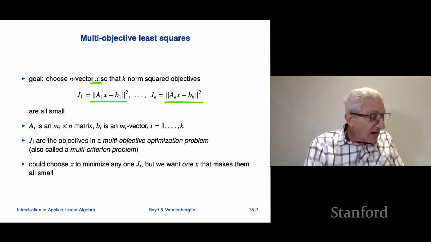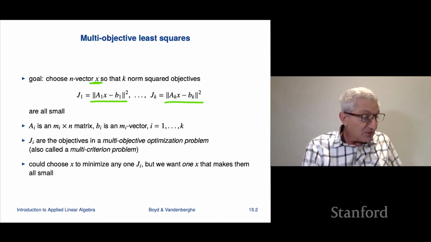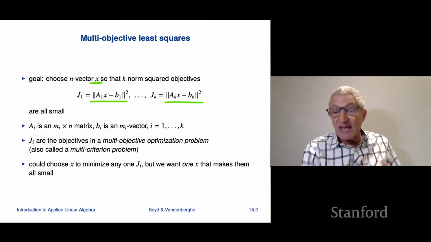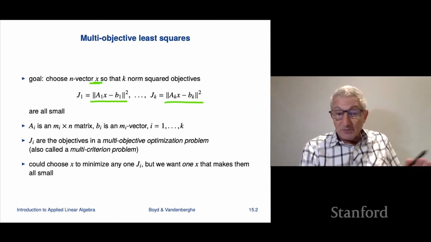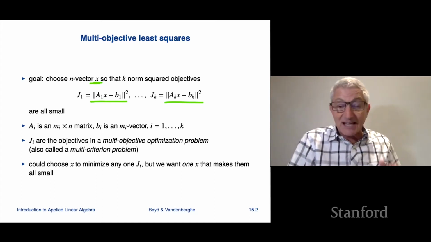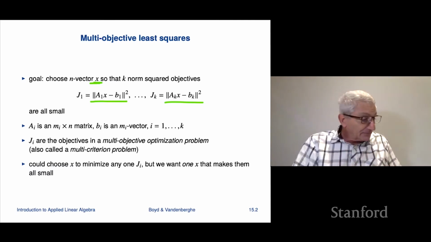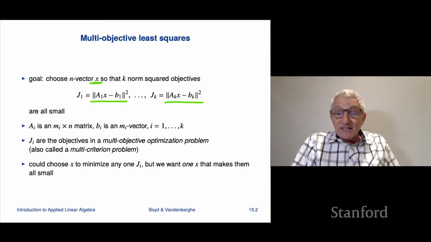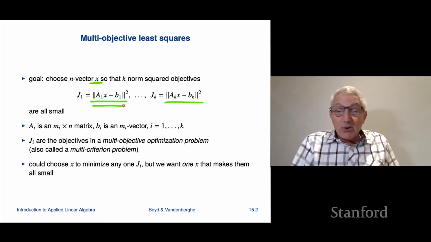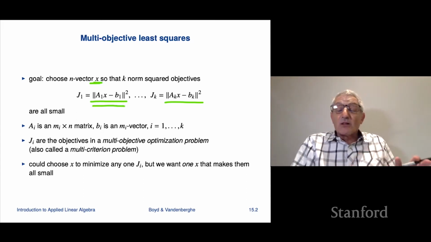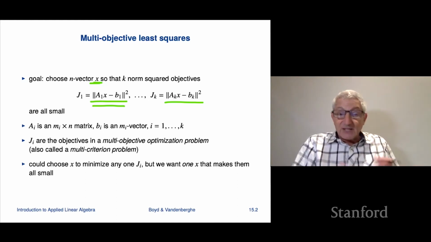And we refer to the Ji as the objectives in a multi-objective optimization problem. Another name for that is a multi-criterion problem, because you have k things you care about. The only thing that's absolutely settled is you'd like all of them to be small. That's the only thing you agree about. But we haven't yet said which is more important than the others. That's coming. Of course, if I asked you to minimize J1, you would know how to do that. That's least squares, same for J2 or J3. Now, what we want is all of them small.